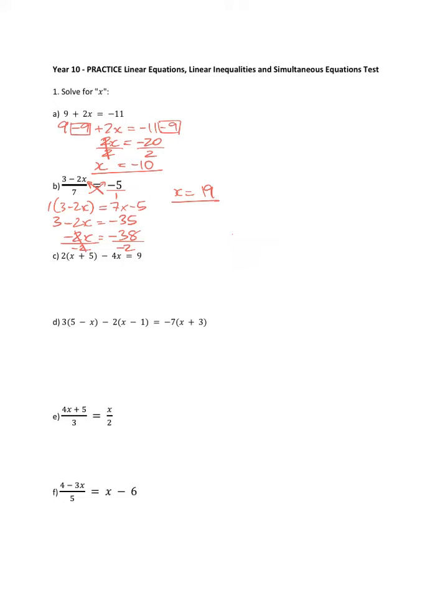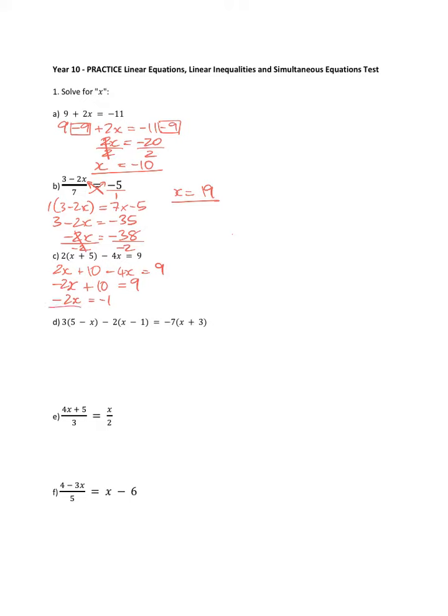Next equation, no fractions, but we've got brackets to expand. Expand the brackets. 2 times by x is 2x. 2 times by positive 5 is 10. Brackets expanded, you've got negative 4x left over is equal to 9. Collect like terms. 2x take 4x is going to be negative 2x. Still plus 10 on the left-hand side is equal to 9. Get rid of the positive 10 by taking 10 from both sides. Taking 10 from the left-hand side will get rid of the positive 10. Taking 10 from the right-hand side, 9 take 10 is going to be negative 1.